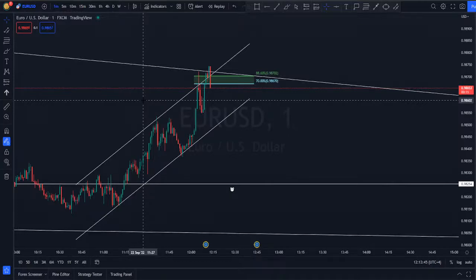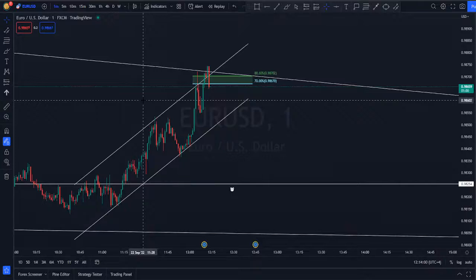See, I like what I see. I like the formation. Right? So beautiful. I like what I see. Okay.